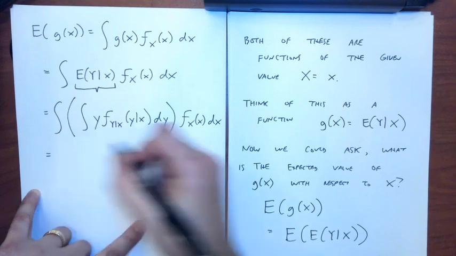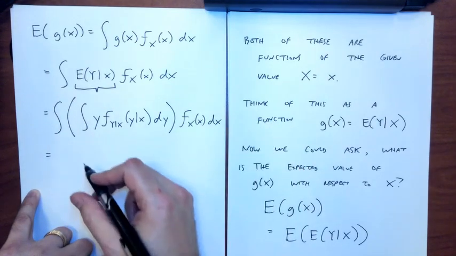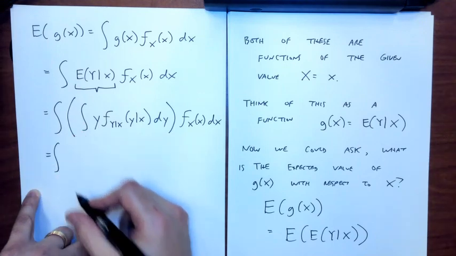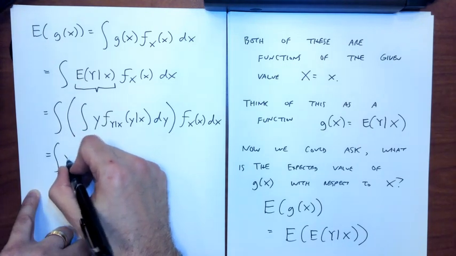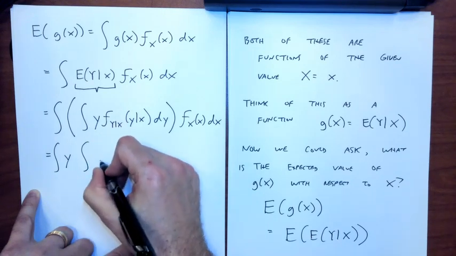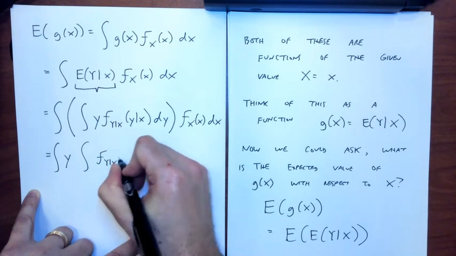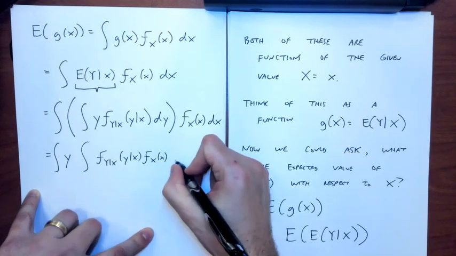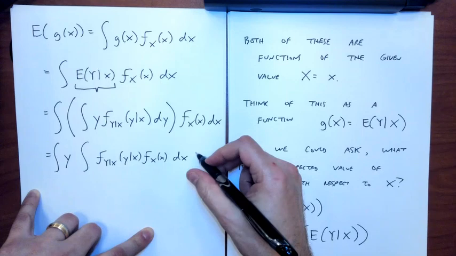And now I'm going to rearrange things a little bit. I'm going to switch dy and dx. So I'm going to do dy afterwards, which means I can take the y out first, and then I can have this integral, which is going to be f of y given x, f of x like this, dx, dy.